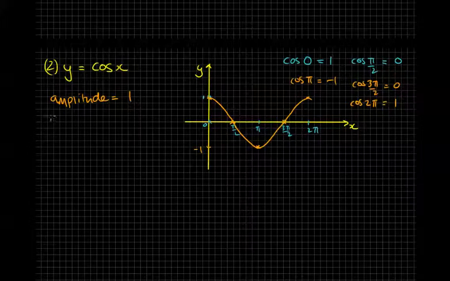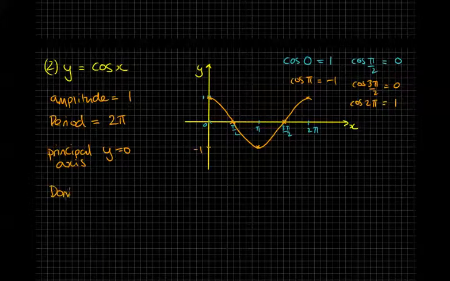Okay, and then the period. So what's the length of one complete wave? Well, if you look at it, it starts here at 0. It starts at 1, and then 2 pi later it goes back to where it started. So the period again is the same as the sine one. It's 2 pi. Right, the principal axis, so where is the middle of the wave? The middle of the wave, again, the principal axis is at y equals 0. The middle of the wave is y equals 0.